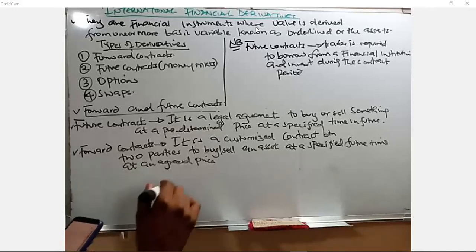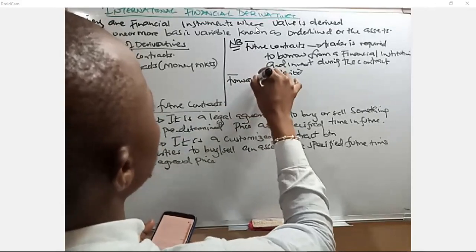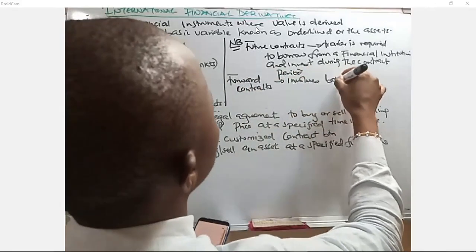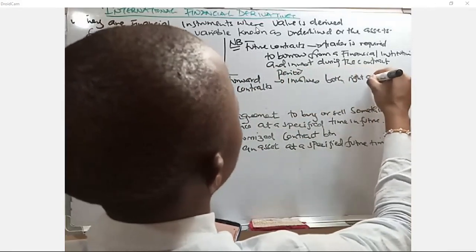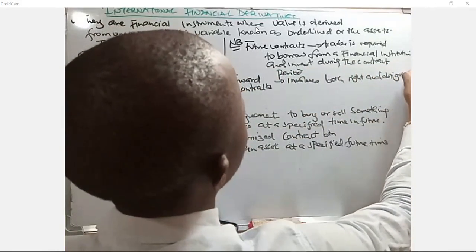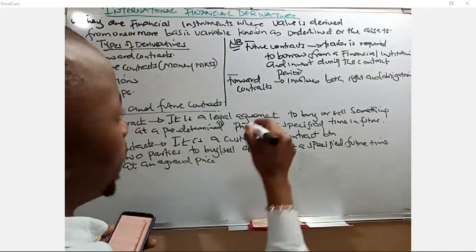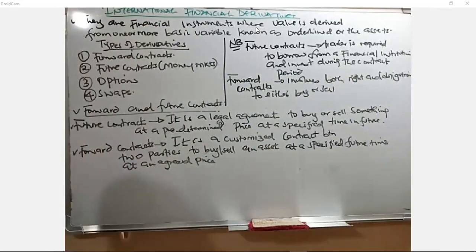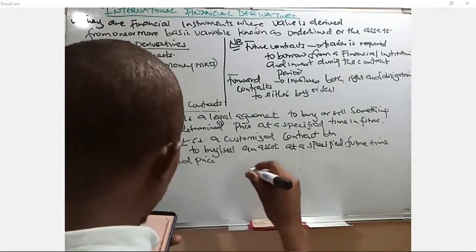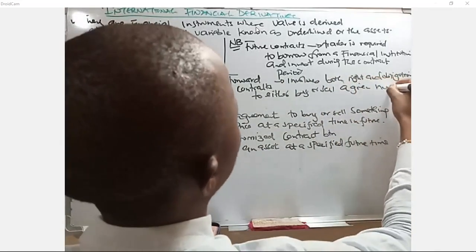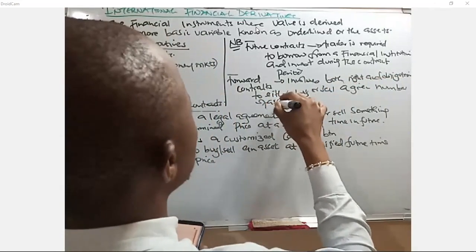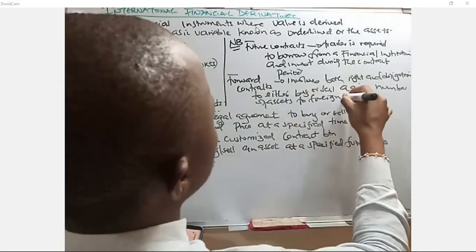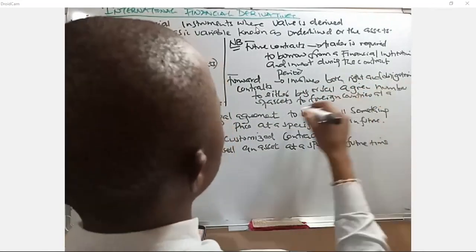But when you look at the forward contracts, it involves both right and obligation to either buy or sell a given number of assets to foreign countries at a predetermined price.